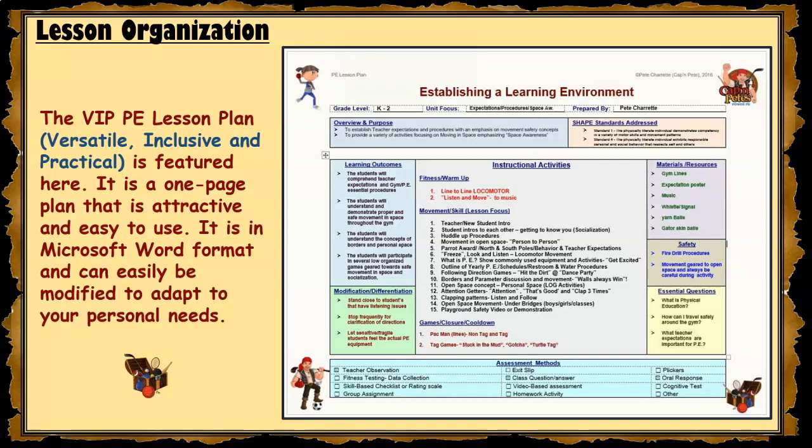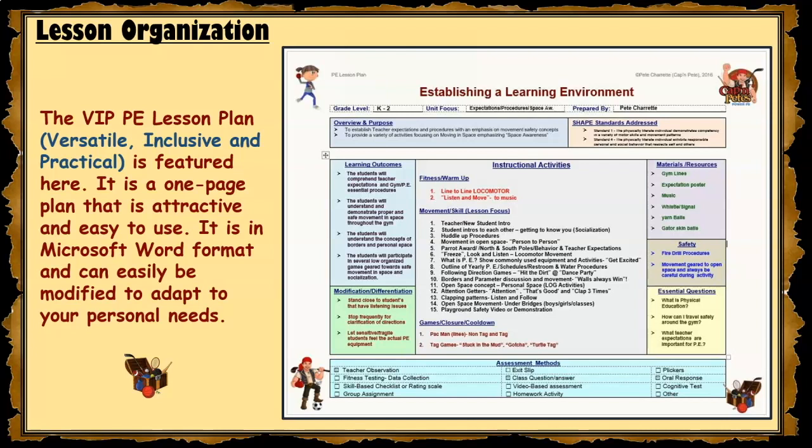So I came up a number of years back with what I call a VIP lesson plan: versatile, inclusive, and practical. And the thing I like about it best is it's just a 1-page document, and I can have everything on that 1 page. So they started out as a unit plan, so I just list a unit and then what I wanted to do within that unit, and then they became lesson plans.